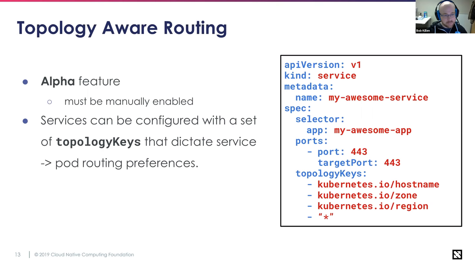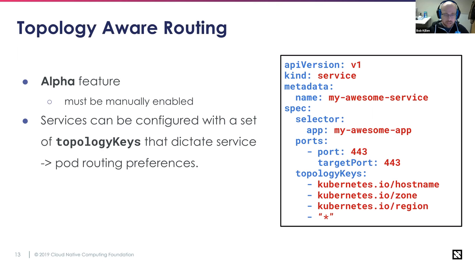Next is topology-aware routing of services, and this is an alpha feature, which means it must manually be enabled if you want to use it. But currently, when you use a Kubernetes service, it will map to random pods within a cluster. And this isn't necessarily ideal for a number of reasons. Let's say you have a pod that's serving that service that's right next to another pod that's requesting it. Why go out to another host or something like that, when you don't necessarily need to?